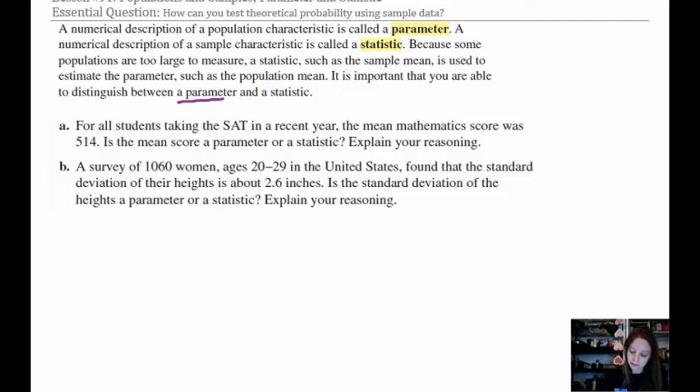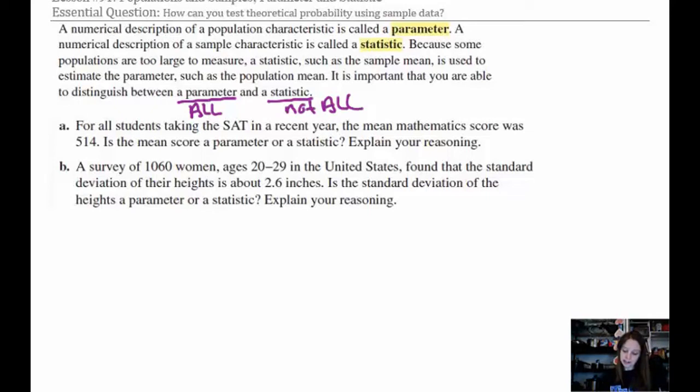Right, so a parameter deals with a description of a population, a description of all, and a statistic deals with a characteristic of a sample, a numerical description of a sample or a subset. So this will be not all. Not all.